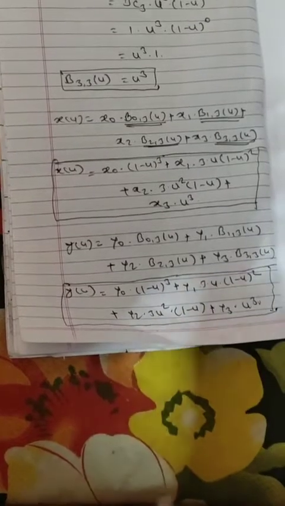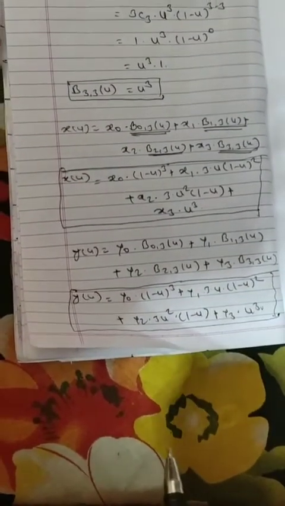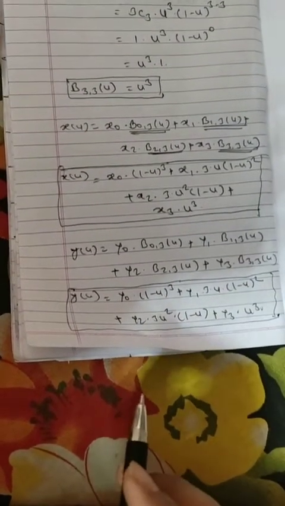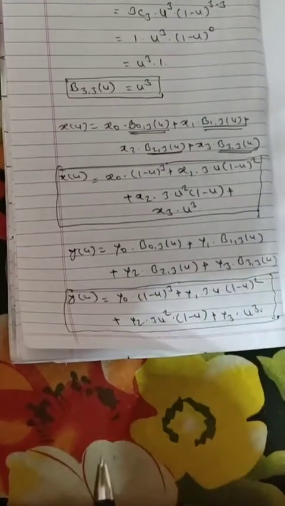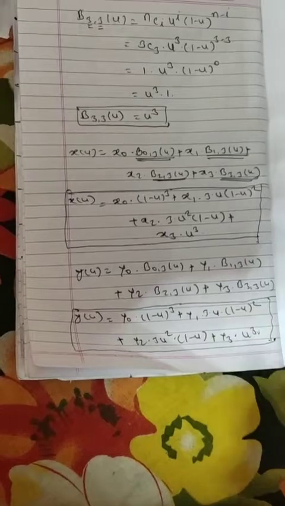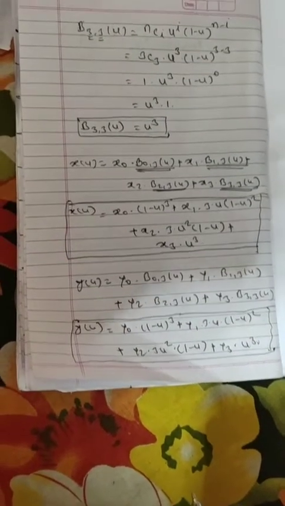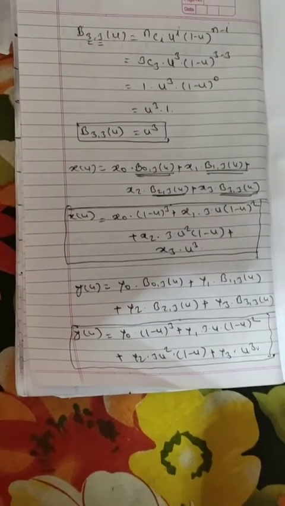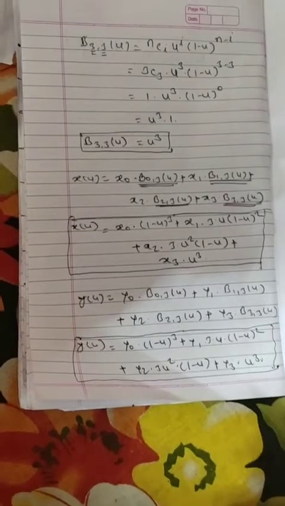The u value is always between 0 and 1. When you take different u values, we will get different intermediate points, and then we join all the intermediate points to get the curve. In the next lecture we will solve one example, then you will get a clear idea. Okay, thank you.